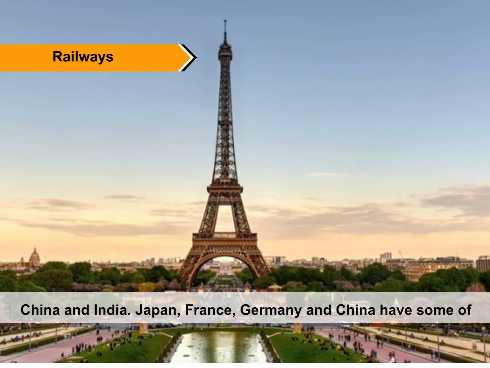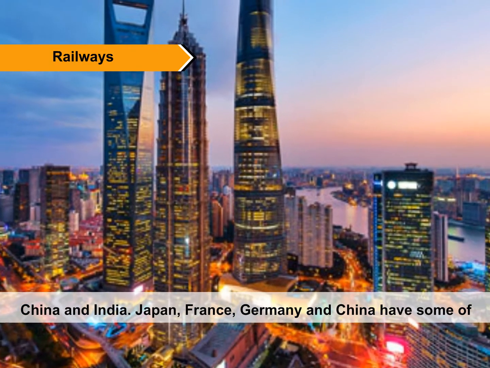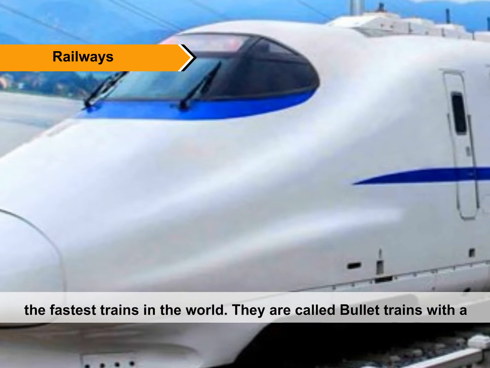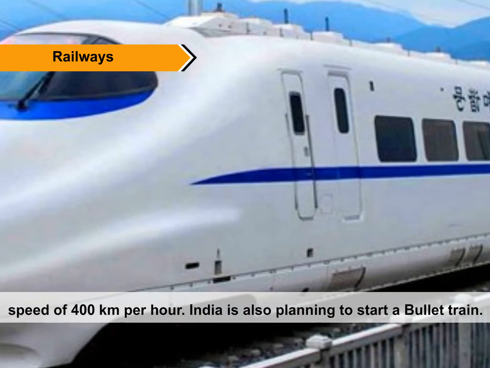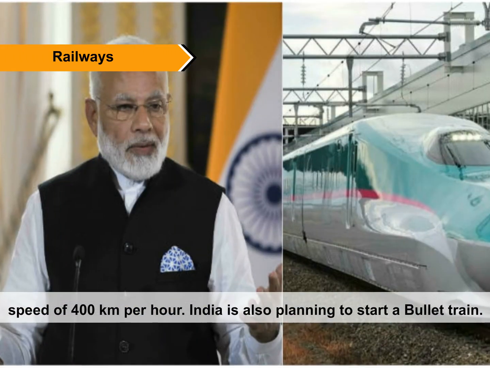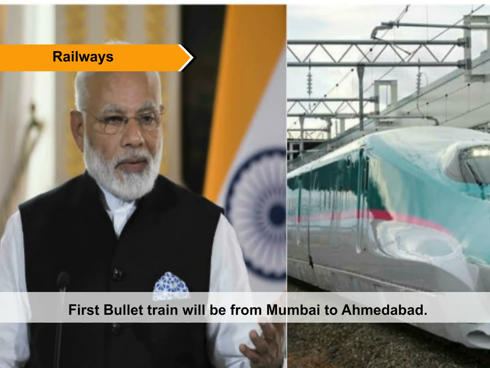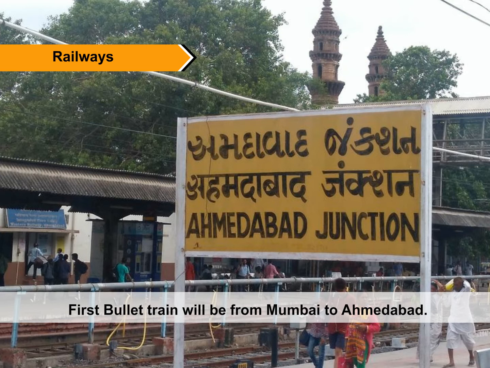Japan, France, Germany and China have some of the fastest trains in the world. They are called bullet trains with a speed of 400 km per hour. India is also planning to start a bullet train. First bullet train will be from Mumbai to Ahmedabad.